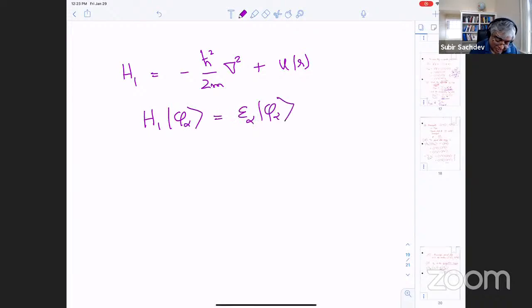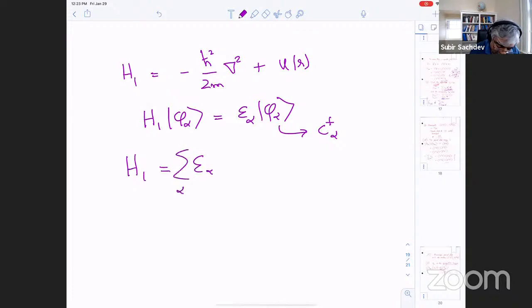Associated with this eigenfunction, there's a creation operator C dagger alpha. So now you're correct in this basis. H1 would be the sum over alpha of E alpha C dagger alpha C alpha in the second quantized form. This is what you would do if all you were interested in was solving the single particle problem. But in general, you could pick some other basis.